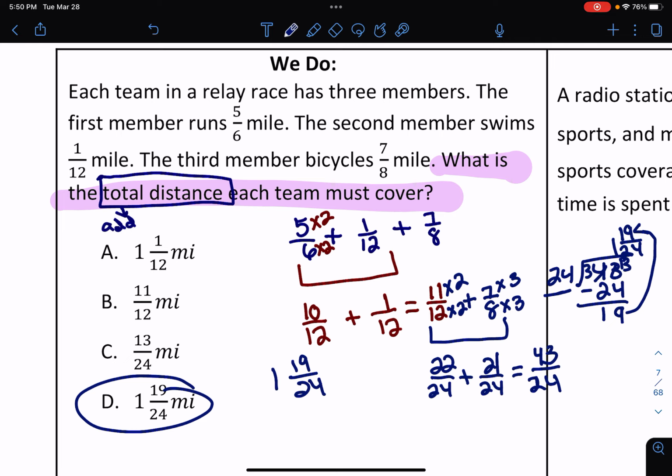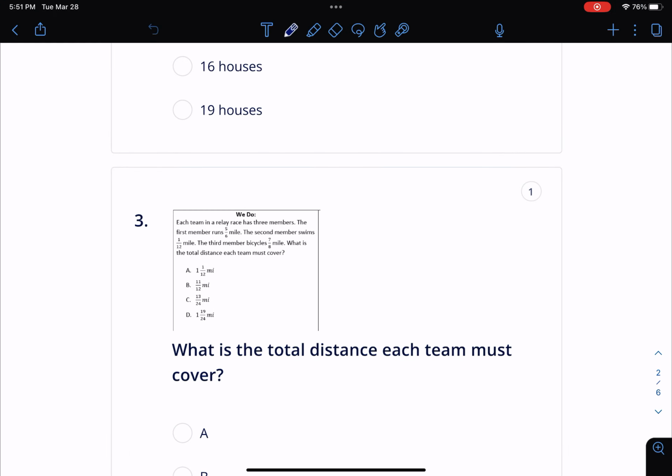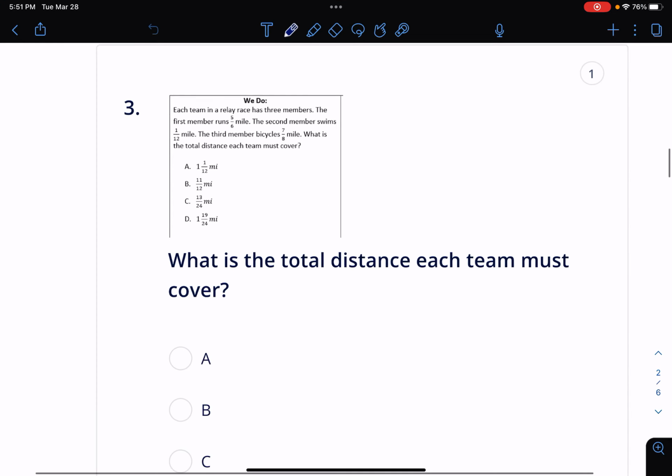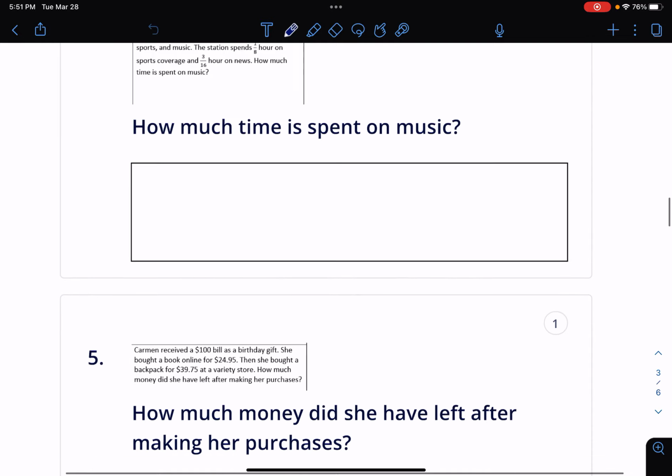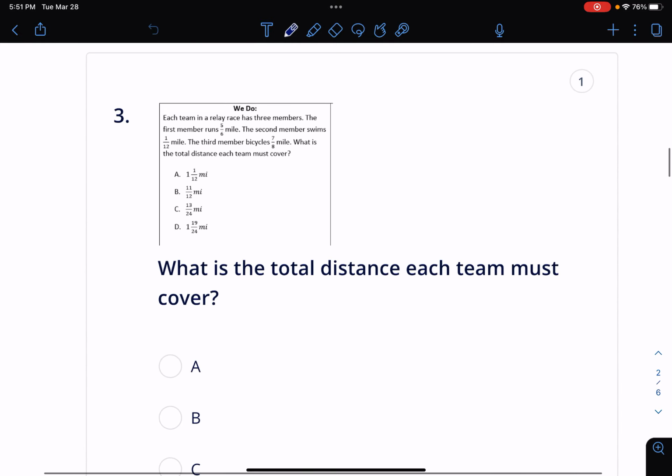Okay. So you're going to answer it on your Go Formative. I know mine might look a little bit different. It's just mine is set up on a different PDF format that I imported into Go Formative. Okay. So I'm going back to my Go Formative because we are going to do the next number on a different video.